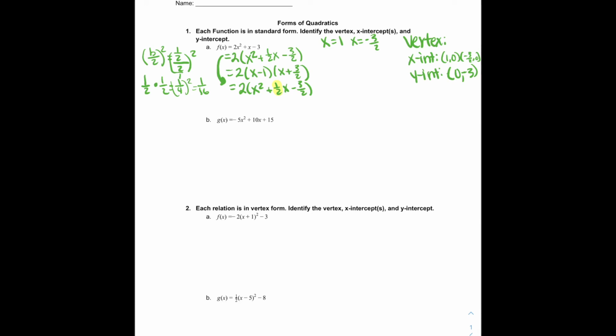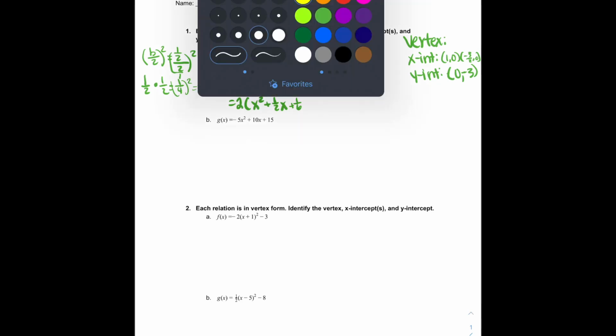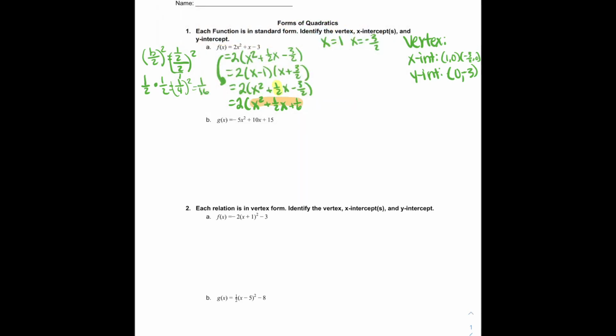So when I complete the square, I'm changing my trinomial to be able to make it a perfect square. So I have 2 times x squared plus 1/2 x. Then I'm going to add in my 1/16 here. There's my trinomial that I'm going to complete the square with.